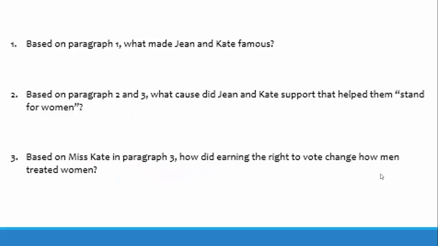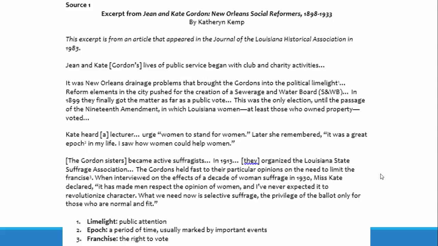So let's just look at question 1. It says, based on paragraph 1, what made Jean and Kate famous? So let's see what this document is. This document is an excerpt from Jean and Kate Gordon, New Orleans social reformers. Okay, so these are people from New Orleans. They were social reformers. They wanted to make things better for people. 1898, 1933, and that's during the Progressive era. It says this is an excerpt from an article that appeared in the Journal of Louisiana Historical Association in 1983. All right, so it's a secondary source, but it's from Louisiana about these people in Louisiana.